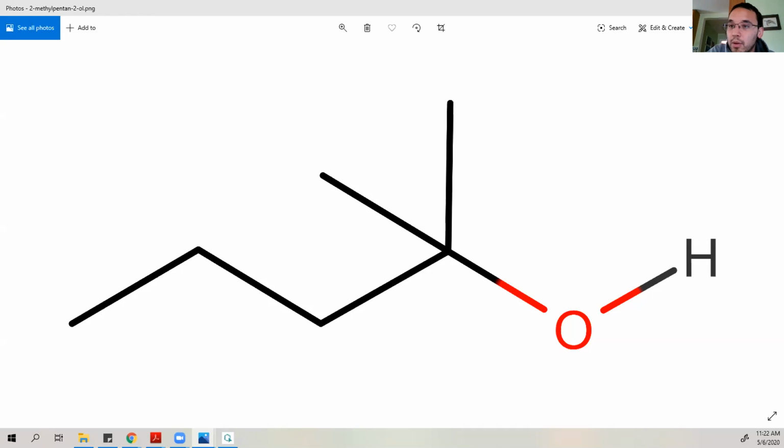But our base shouldn't be butane. Our base should be pentane, because we should go 1, 2, 3, 4, and include one of those methyl groups to make us 5 carbons long. So instead of the alcohol being attached to the number 1 carbon, it's really attached to the number 2 carbon. So we have pentan-2-ol, and then we have a methyl group attached to it. So it should be 2-methylpentan-2-ol.